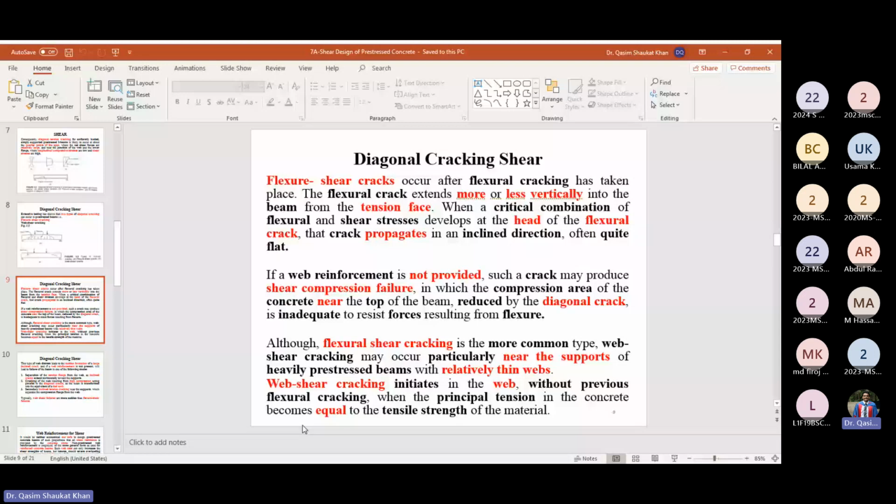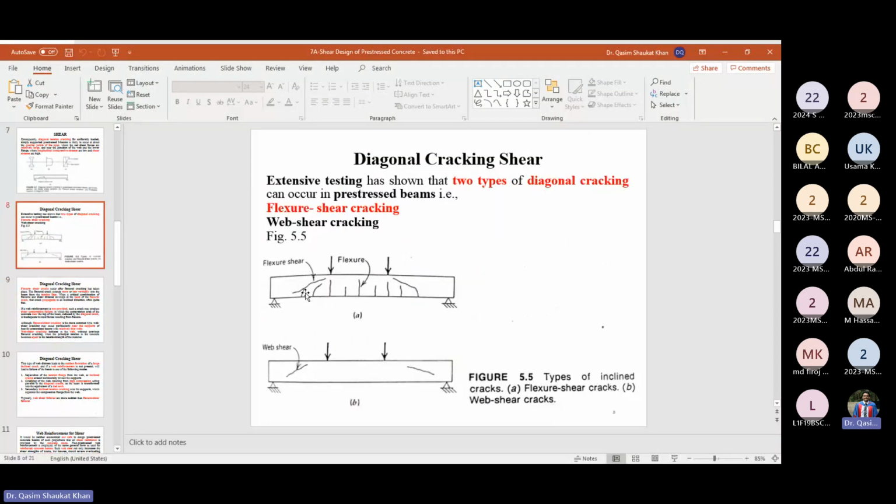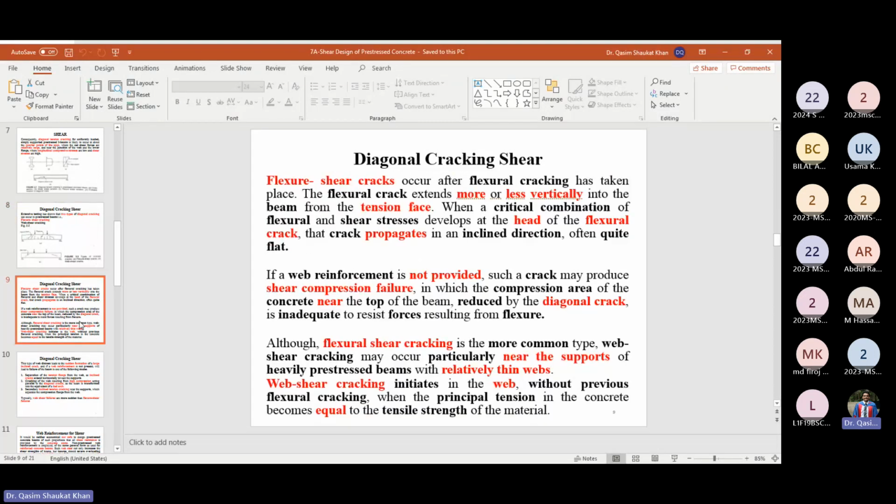Okay. Let's proceed. There are two types of crack: flexural shear crack and web shear crack. This is flexural shear crack and this is web shear crack. Although flexural shear cracking is the more common type, web shear cracking may occur particularly near the supports of the heavily prestressed beams.